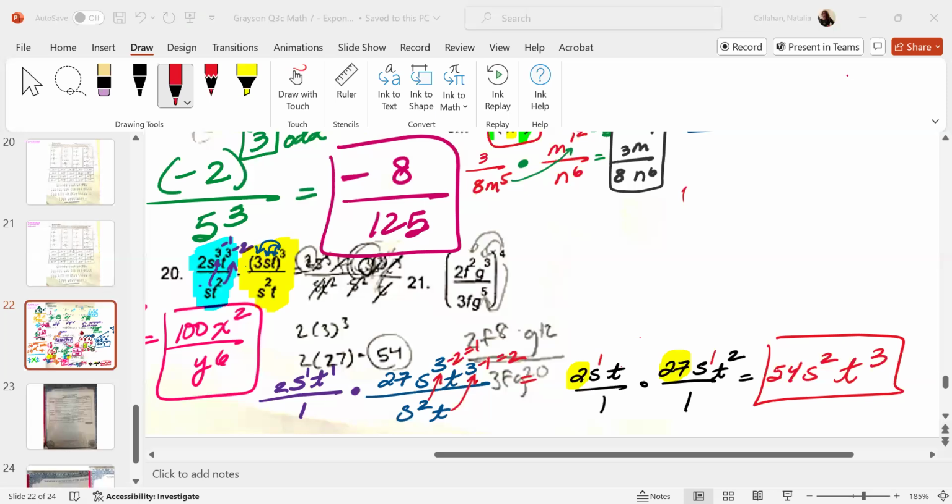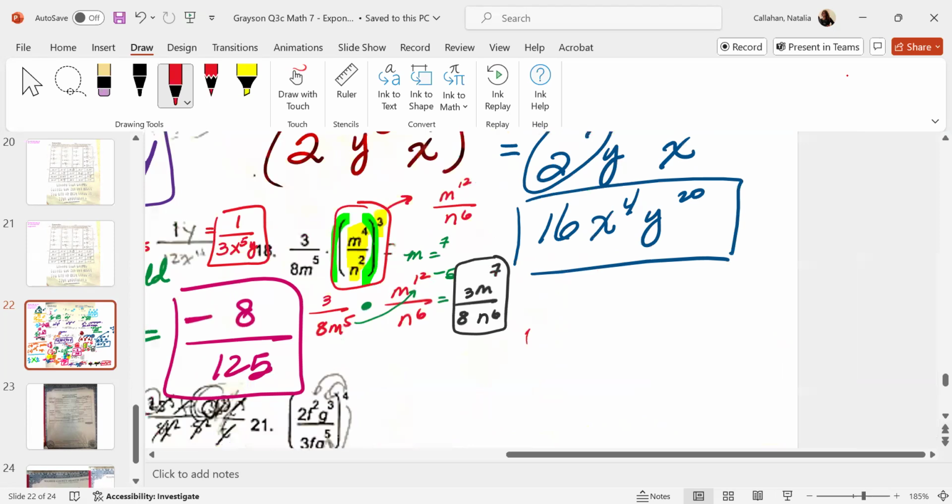All right, so actually I goofed. This should really be a 2. So this is gonna be a 2. That's not a big deal. 2, 3. There you go. Let's move on to the 21.